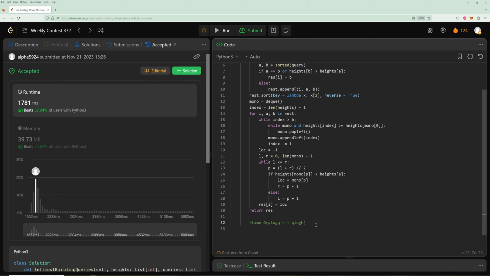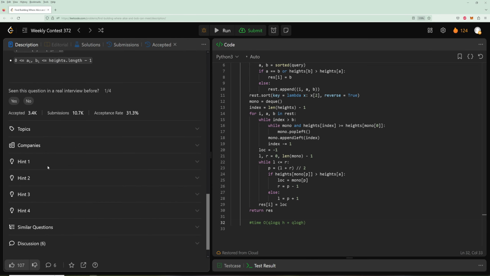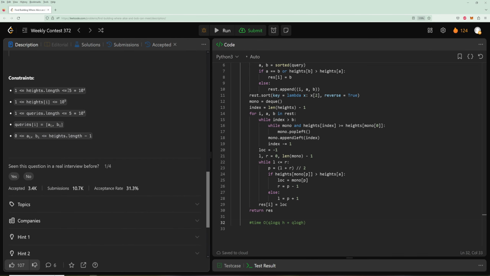But because Q and H are 10 to the 5th, and log n for both is totally fine, adding them together is totally fine, right? So this is fine. Maybe I missed a little bit, but something like this for the time. For these, there's so many things that it's kind of hard to have it all.